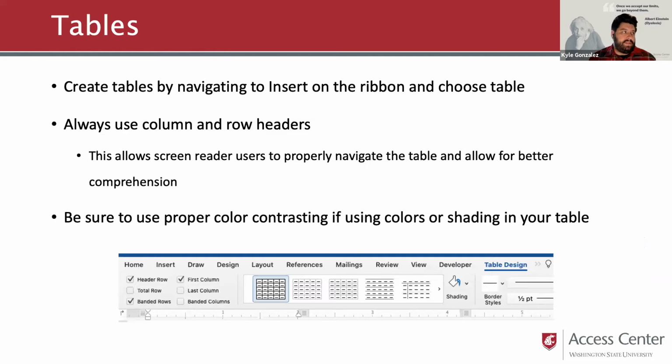Tables. Tables are fun. So these you want to create, again, by navigating to the ribbon and choosing table. Very important, again, for navigation for certain users is to always use column and row headers. This allows, again, the screen reader to properly navigate that content. And if you're using different colors, you want to make sure you have proper contrast, which we'll touch on next. And again, as you can see from the ribbon, you can navigate to table design and simply click a few boxes and your table is ready to go.